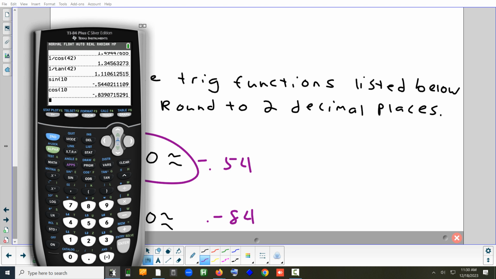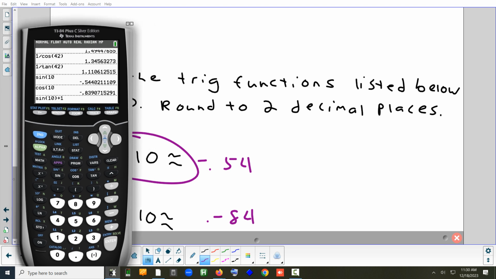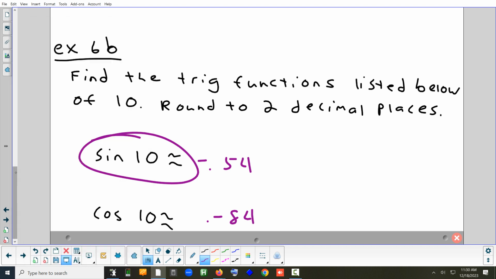If you had more you needed to do in the problem, like sine of 10 plus 1, well, there's a big difference if you do the sine of 10 plus 1 or you do the sine of 11. Yeah, that's different. And then if I wanted the cosecant and the secant, how would I type in cosecant for this problem? Oh, 1 over sine of 10. 1 over the sine of 10 radians.